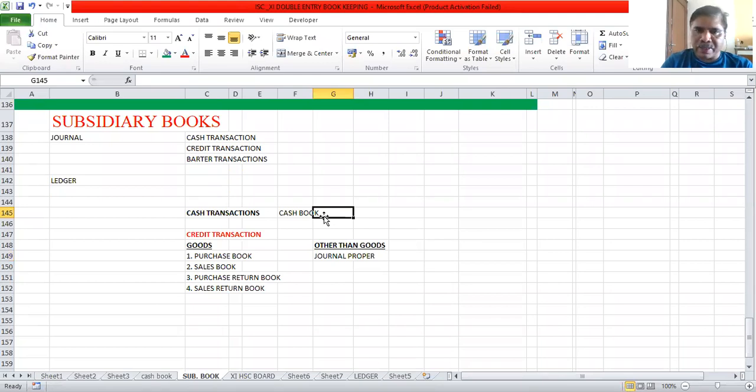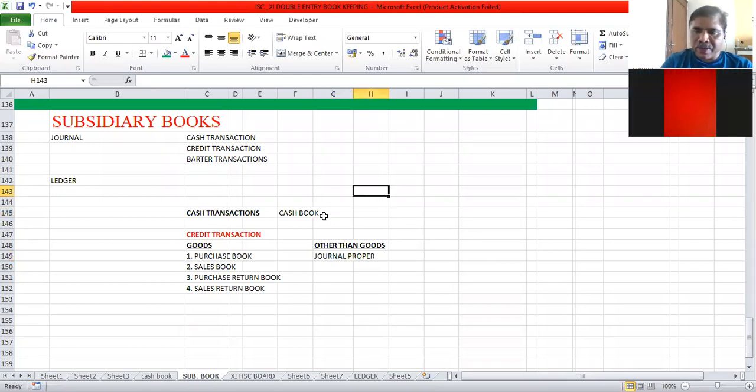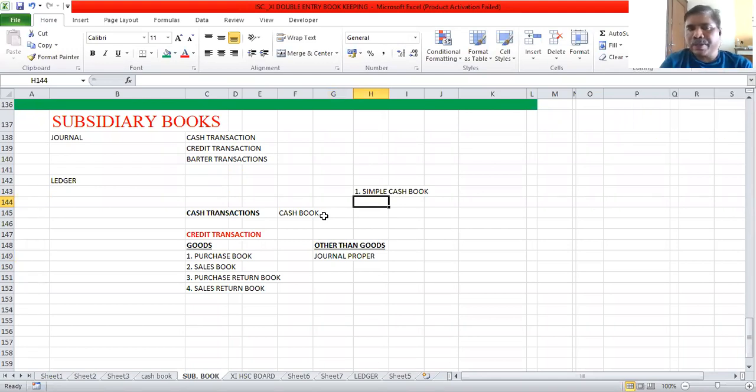Basically we have 3 types here. One we call a simple cash book. Simple cash book means it is only for cash: the cash which is received and the cash which is paid. That is what we call a simple cash book. And the second one we call the double column cash book.